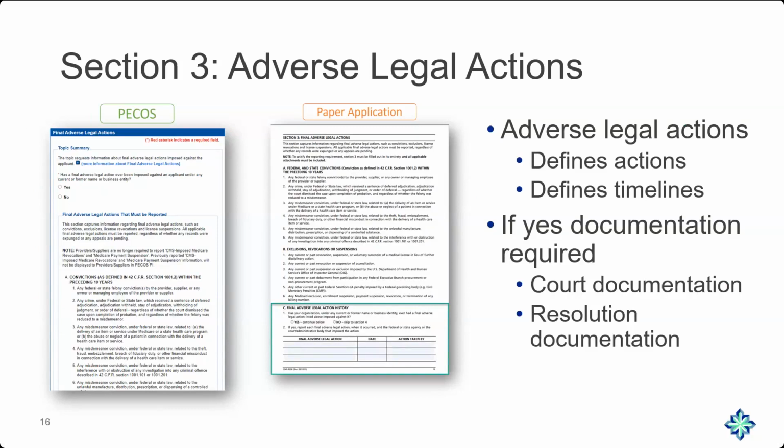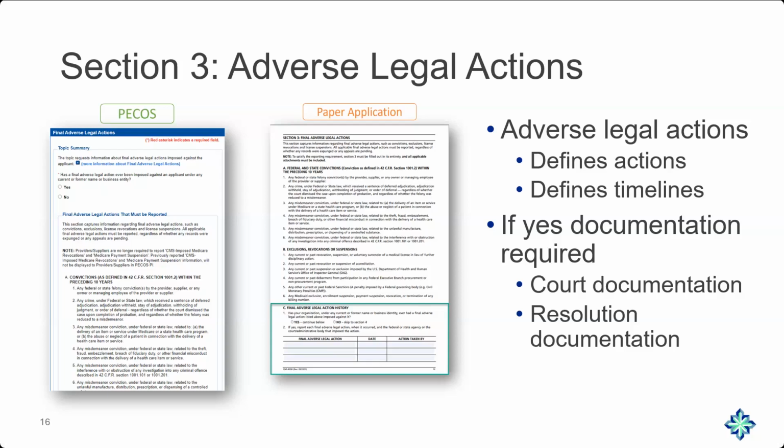And I'm not going to go through all of the different adverse legal actions that need to be reported. It is misdemeanors and felonies, typically healthcare or financially related, but a listing of those is included in the instructions of the application for both the electronic and the paper version. If you answer no, you simply answer no and move on in both instances. If you answer yes, we do need supporting documentation for that adverse legal action.